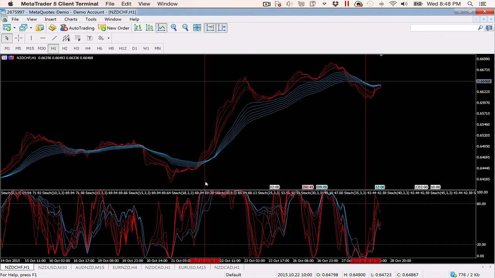And to make things crystal clear, this choppiness is a correction. But once we see compression and separation, angle and separation, that's when we want to get in. Okay? And we stay in till we see our exit signal, which is when they cross back up and then we get out.